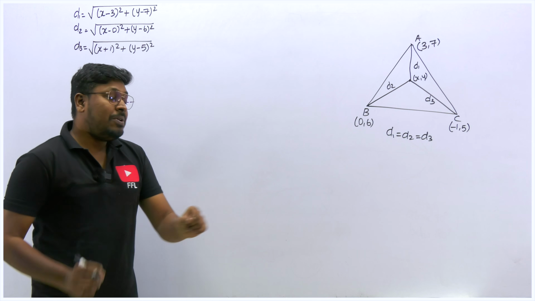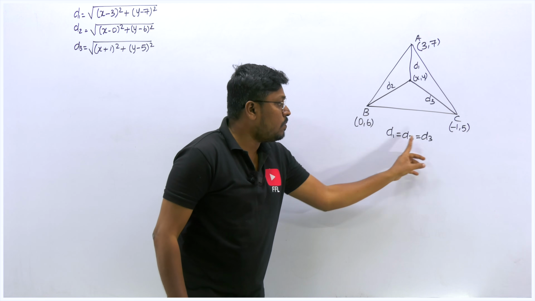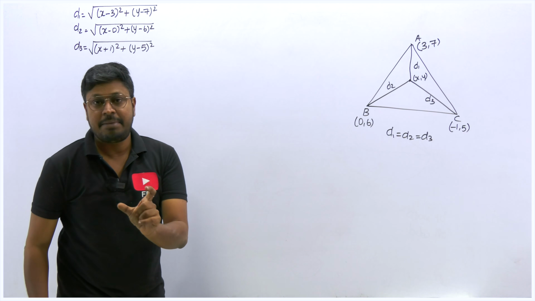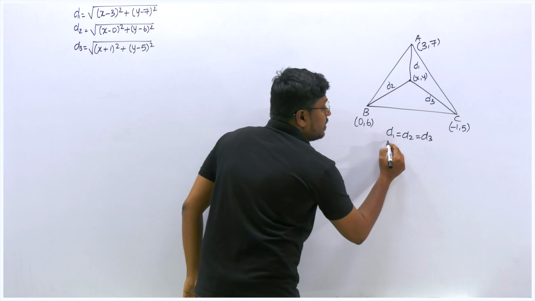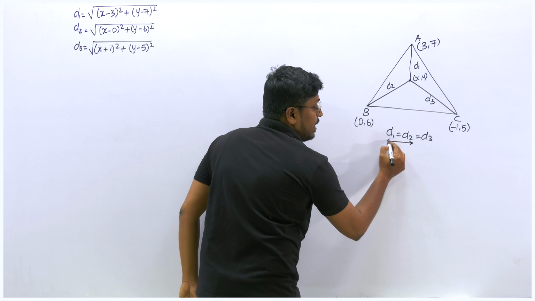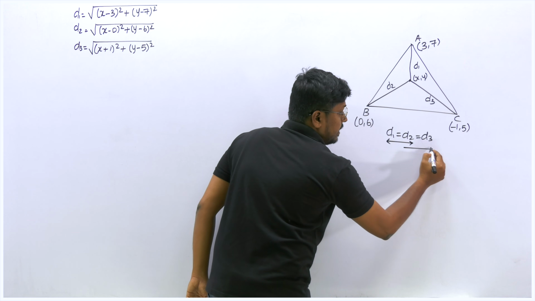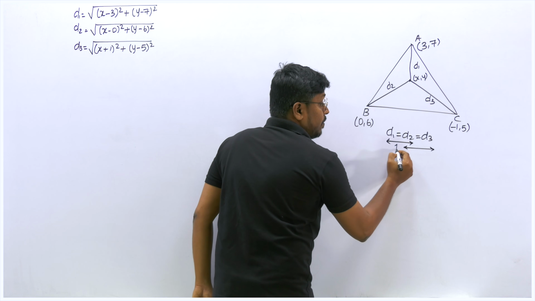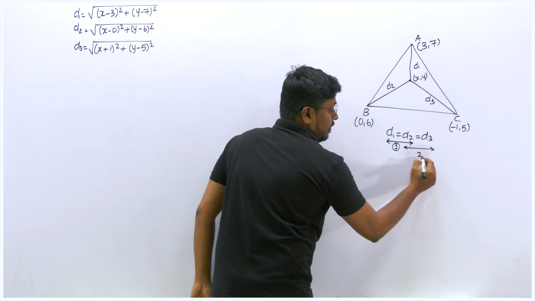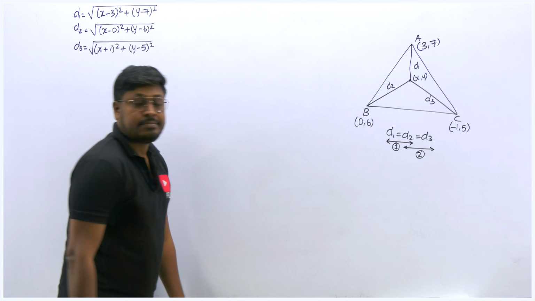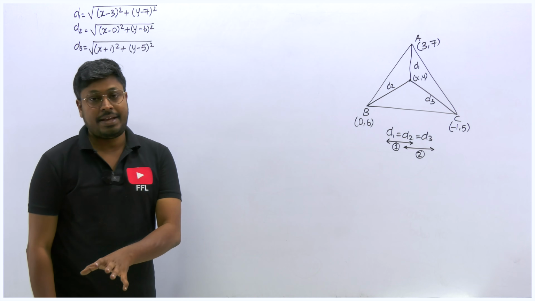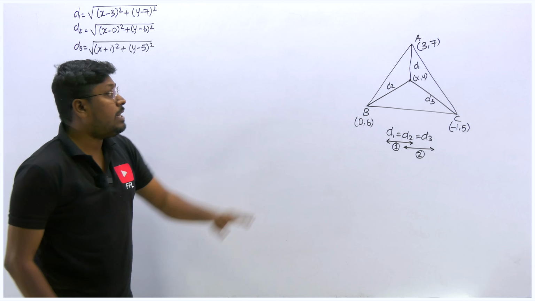Now we know the logic, that D1, D2, D3 are all of the same length. So we are going to form equations by equating two distances. First we can equate D1 and D2, and then D2 and D3. We will get one equation here and a second equation here, and when you solve these two equations, we will get the values of x and y. So first let me equate D1 and D2.